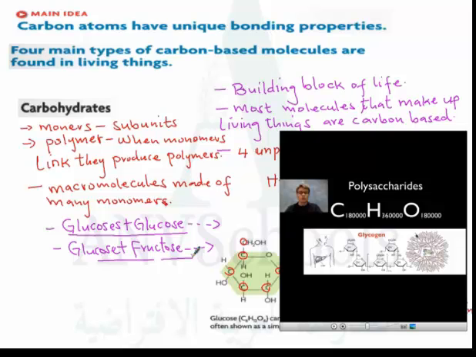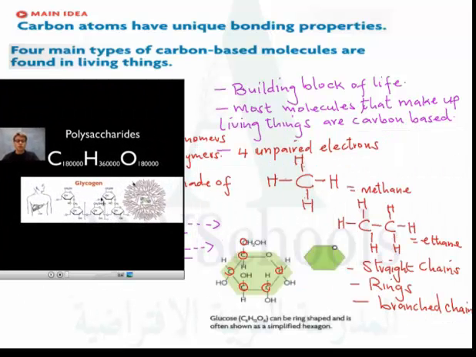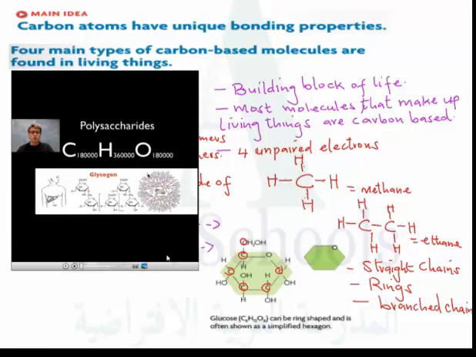The main thing that we are going to base on now, as we look at the four types of carbon-based molecules found in living things, is that we will first of all look at carbohydrates. We will look at the structure of carbohydrates. We will use the video here to show what we are talking about.